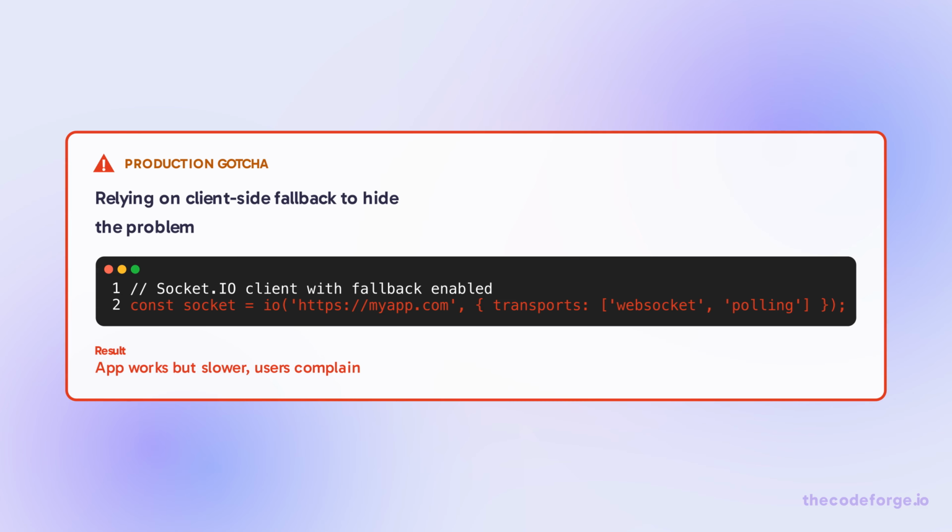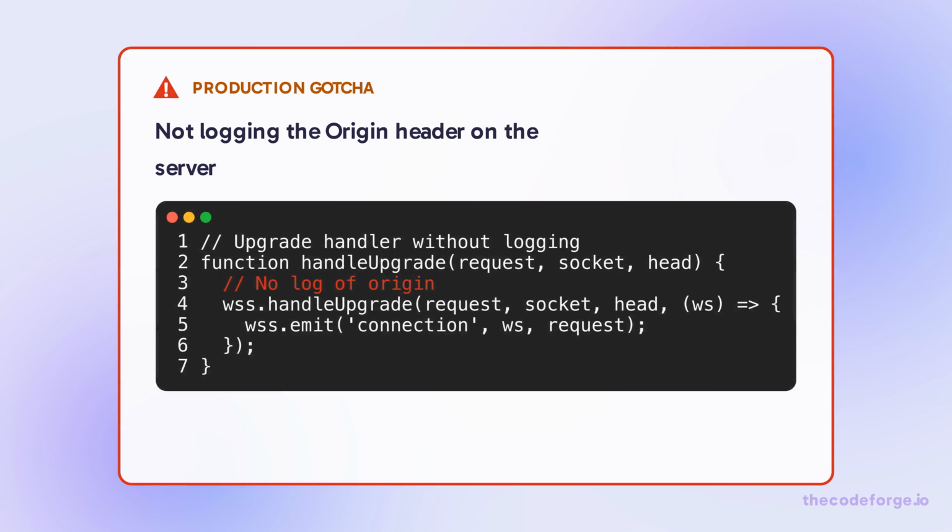Client-side fallback masks the failure. In development, force WebSocket-only mode to surface CORS issues immediately. Monitor WebSocket success rate in production. Without logging the origin, you have no idea which origin was rejected. Always log the origin in your upgrade handler, even for successful connections.